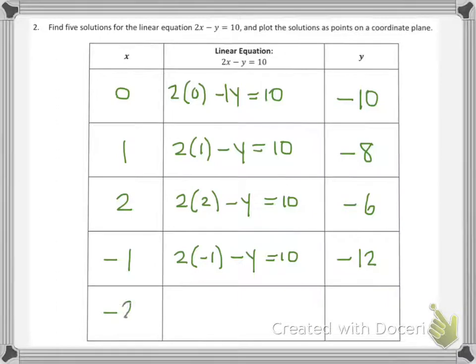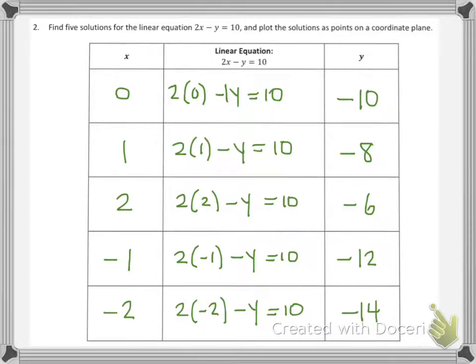And then finally a negative 2. 2 times negative 2 minus y equals 10. 2 times negative 2 is negative 4. I would have to add 4 to both sides, so negative y equals 14. And then y equals negative 14. Let's just put the negative 14 in there. So those are my solutions.